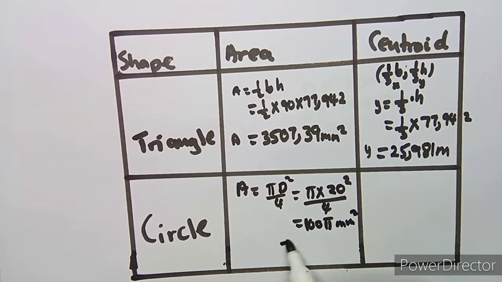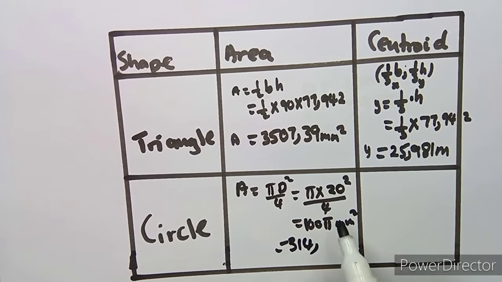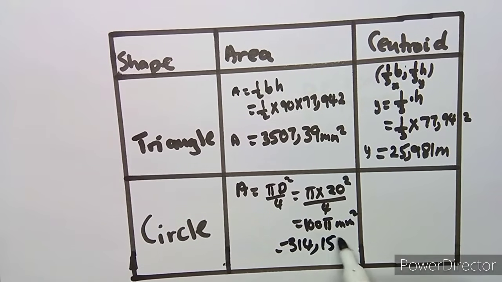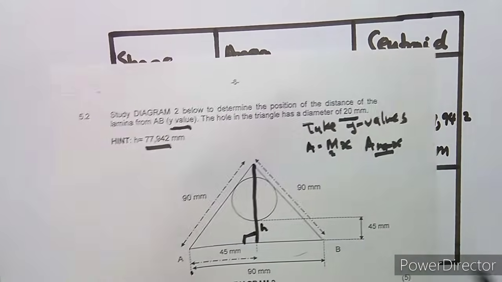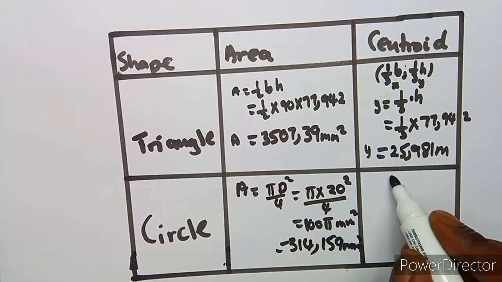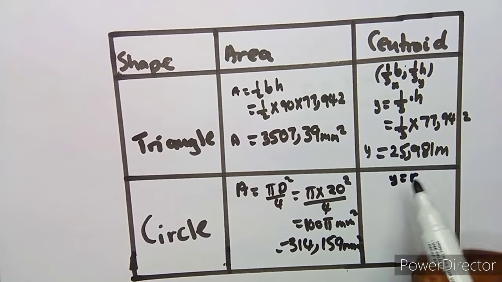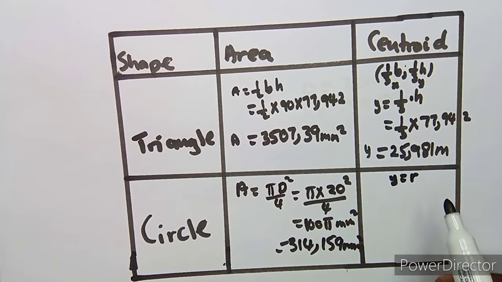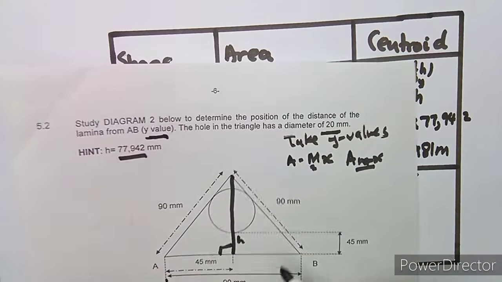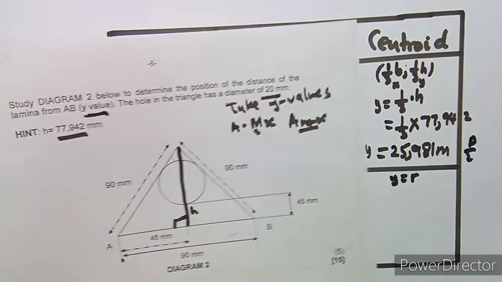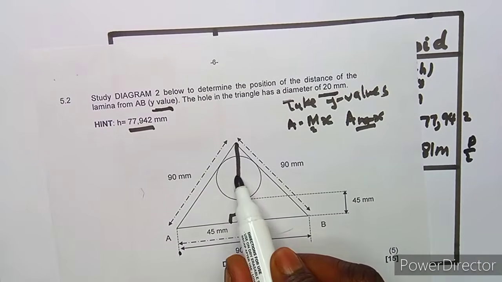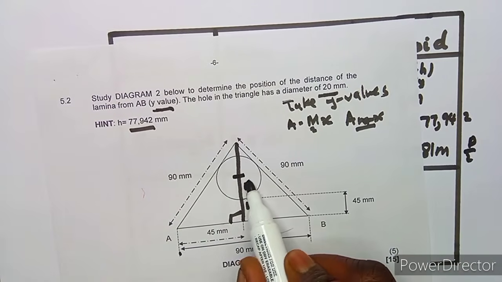Or you can write it as a decimal, which is 314.159. Okay, this is our area. Then definitely we have our centroid here, and it's a circle. So for a circle, remember y is equal to the radius, and the radius is diameter over 2. That's the radius. This is your radius for the value of y.